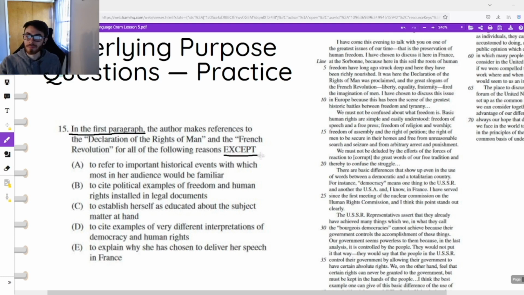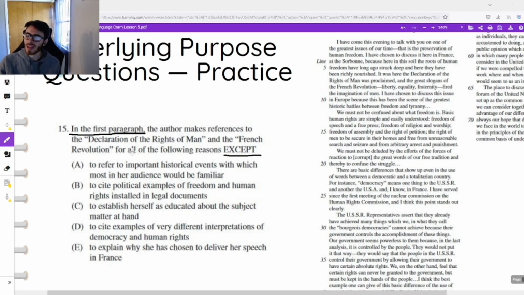Okay. Except, by the way, a really big word here. We're looking for the one that isn't related to what's going on, not the one that is. Same thought process, right? Just we have to think about it the other way. Instead of eliminating bad answer choices, we're essentially eliminating the good answer choices.